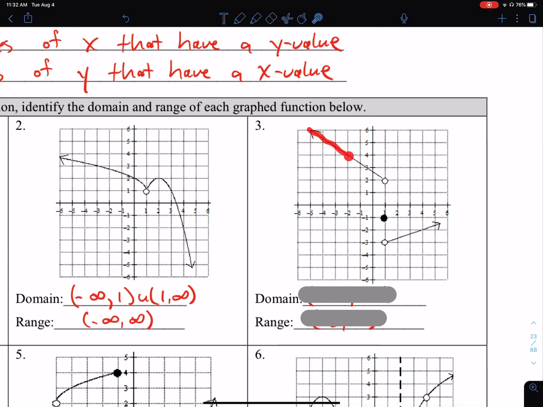Number 3, even though this is 3 different pieces to this function, the domain's all real numbers because it starts at -infinity, goes till it gets to 1, includes 1 here, and then starts after 1 going to the right forever. As far as the range goes, it goes as low as -3, not inclusive, and then this goes up forever, which includes these missing numbers in here. So it's going to go from -3, not inclusive, to infinity, not inclusive.